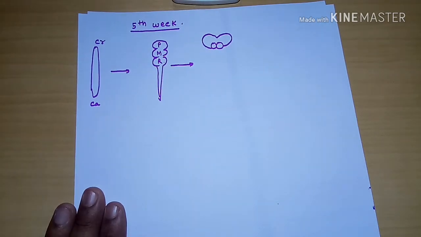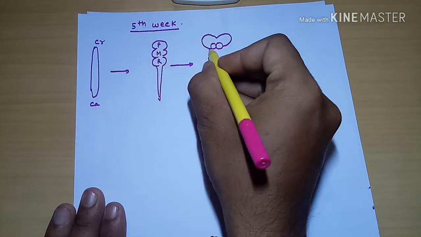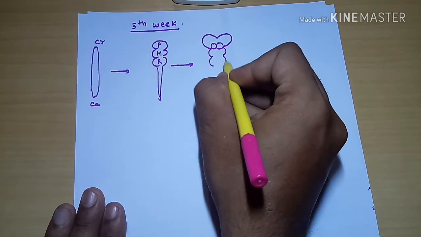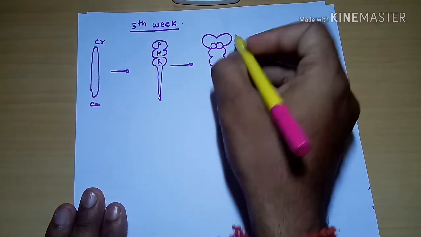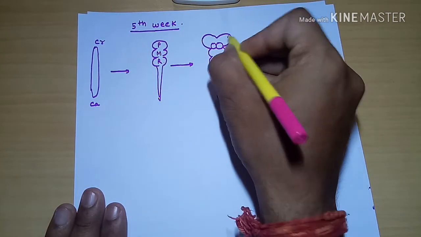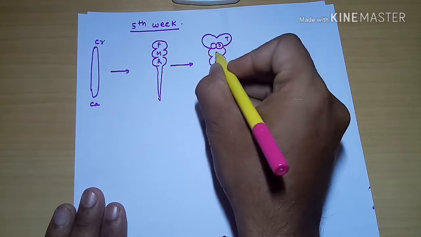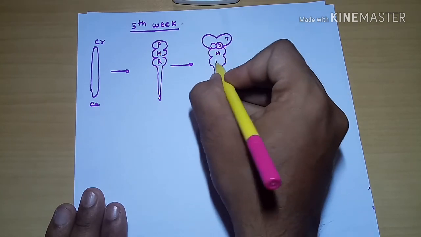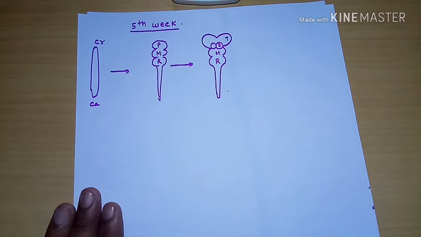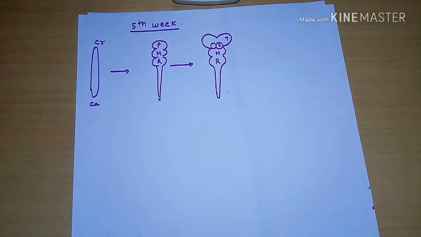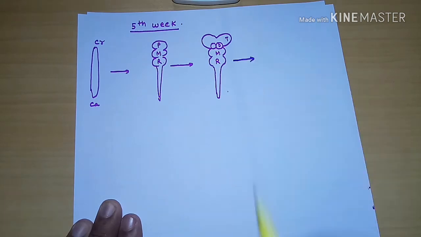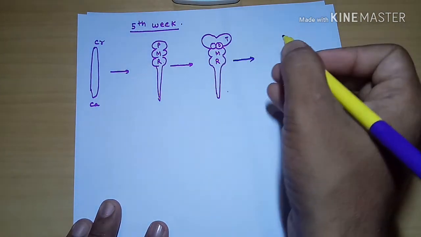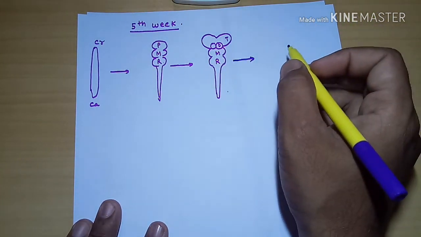This is the diencephalon, and below this is the mesencephalon, and this is the rhombencephalon, and below this is the spinal cord. So this structure is the telencephalon, and this is the diencephalon. This is the mesencephalon, and this is the rhombencephalon. From the rhombencephalon, two structures are formed, which are the metencephalon and the myelencephalon.